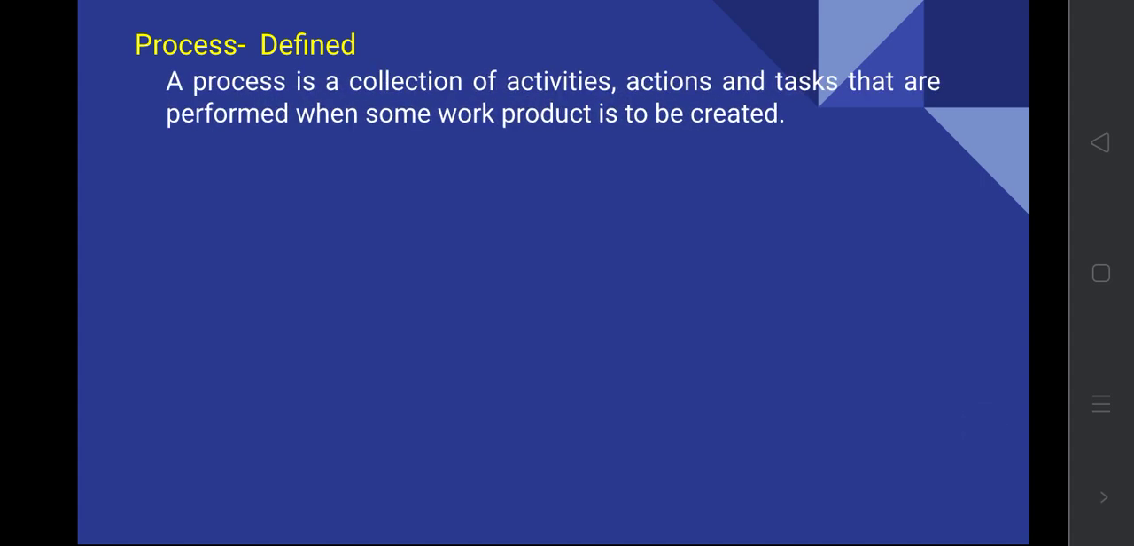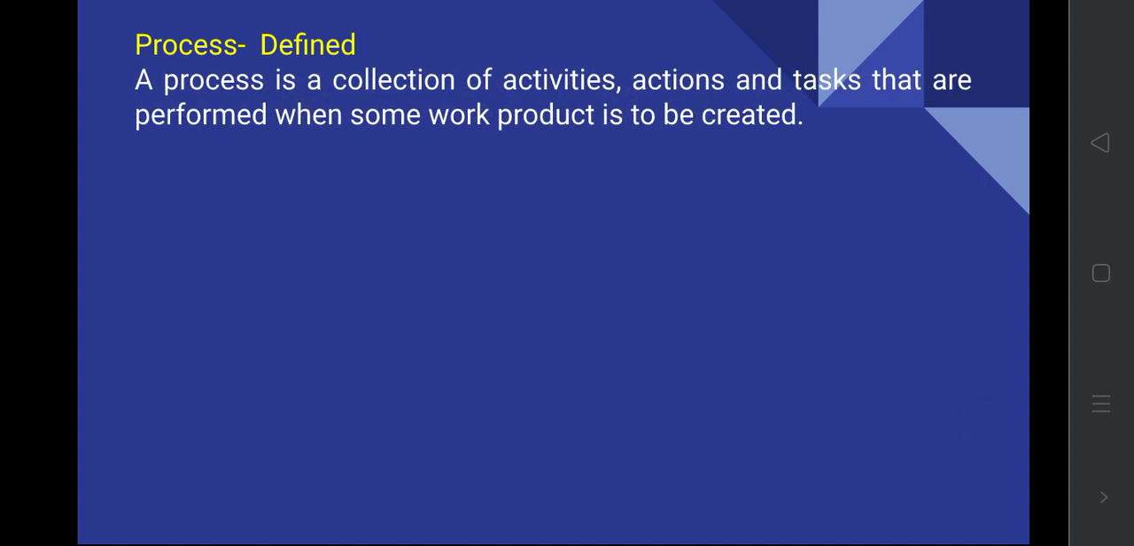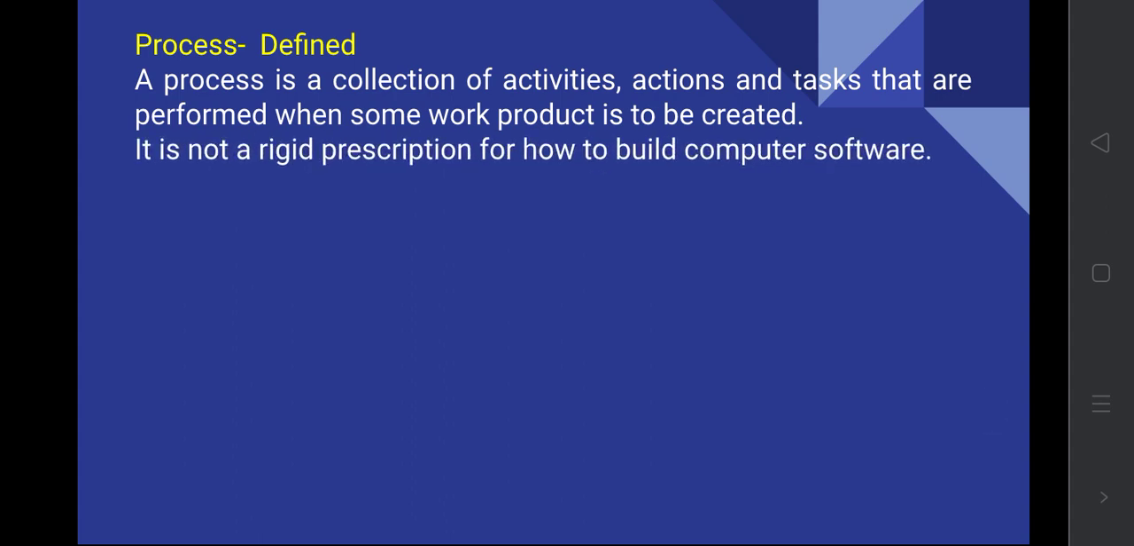Then let us see what the process is. The process is defined as a collection of activities, actions and tasks that are performed when some work product is to be created. So these are activities, actions and tasks. It is not a rigid prescription for how to build computer software. We cannot make a clean or rigid prescription about how to build the process, because the process can change then and there.